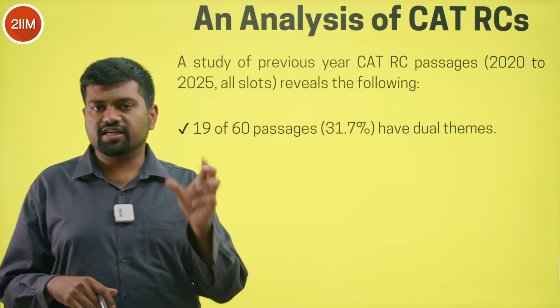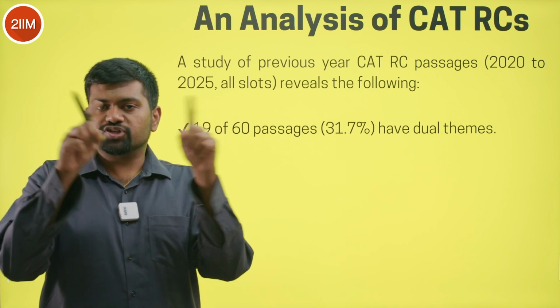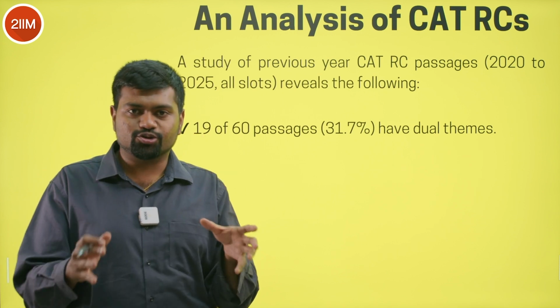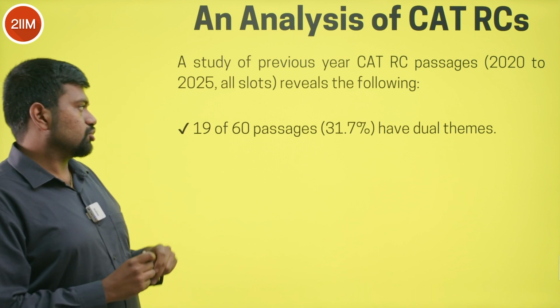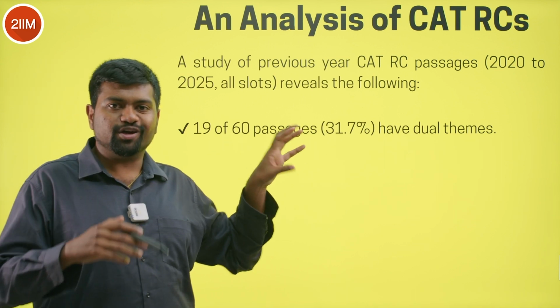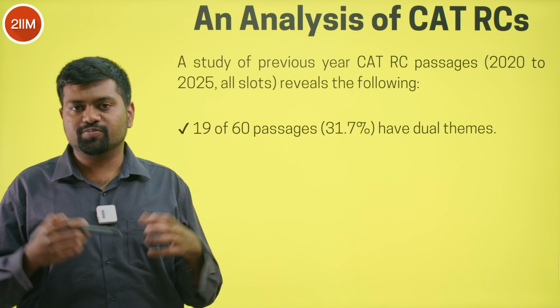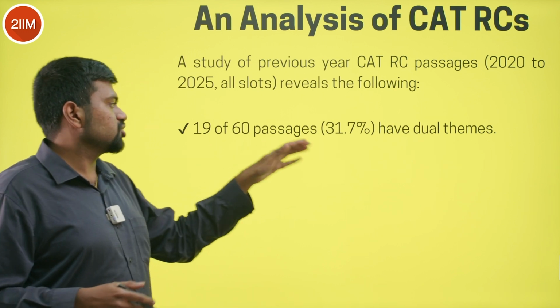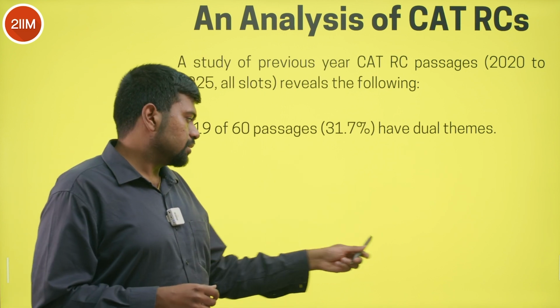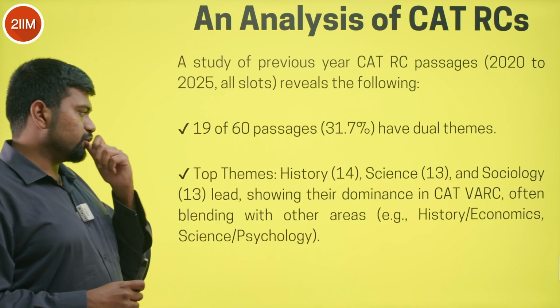You can't classify them into a single neat label. You can't say it's purely sociology or purely business or economics. So this theme of having dual themes is something that is becoming increasingly popular with CAT, and we believe that this percentage is going to go up with time. So that's one thing that we noticed.